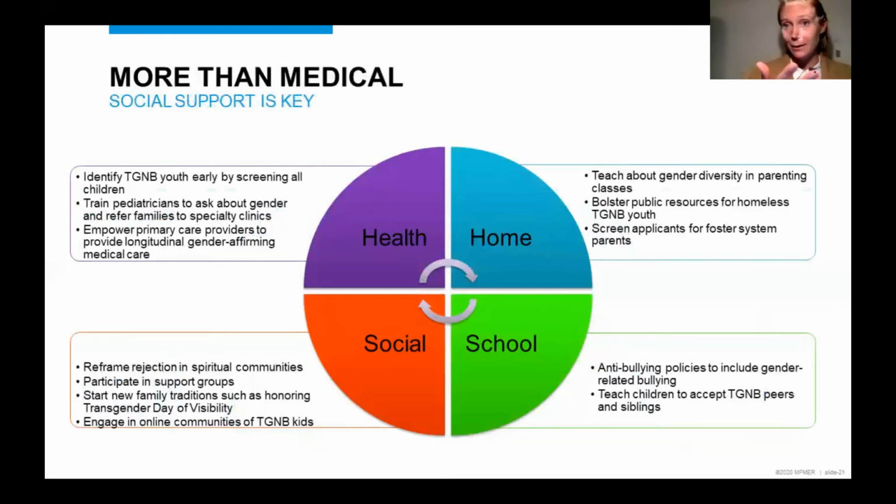So as I've talked about, there are all of these different interventions that have been proven to be effective in reducing suicidality. And that includes medical and healthcare interventions, but it also includes interventions in the family system, at home, and at school. So that's why we really want to take this all-encompassing approach.